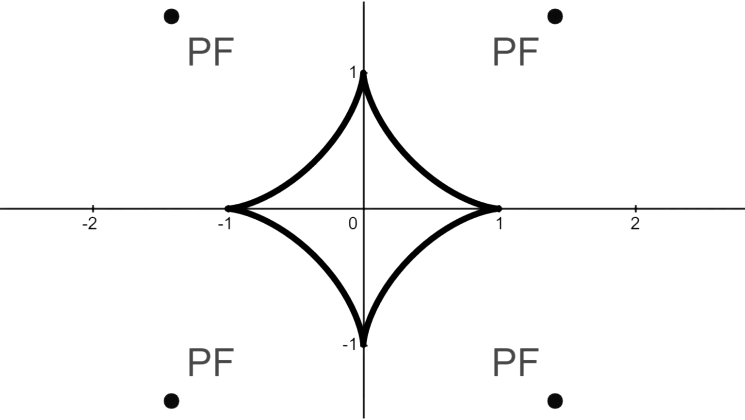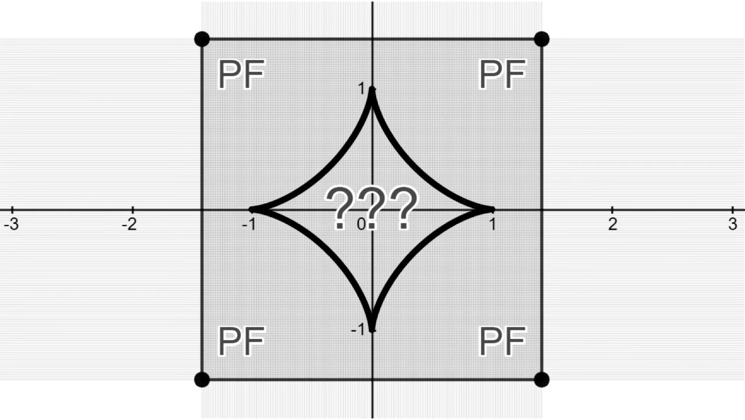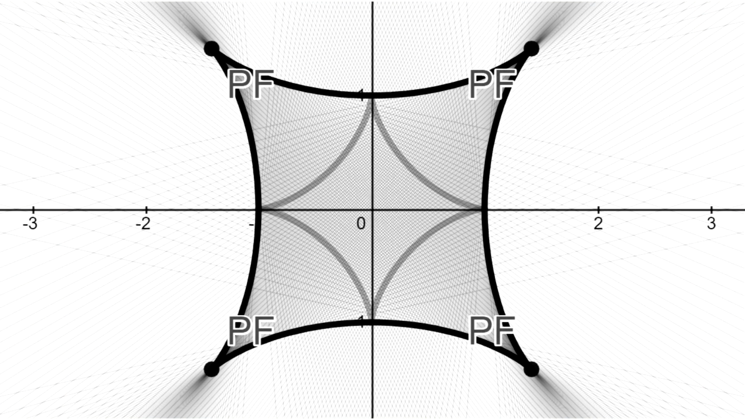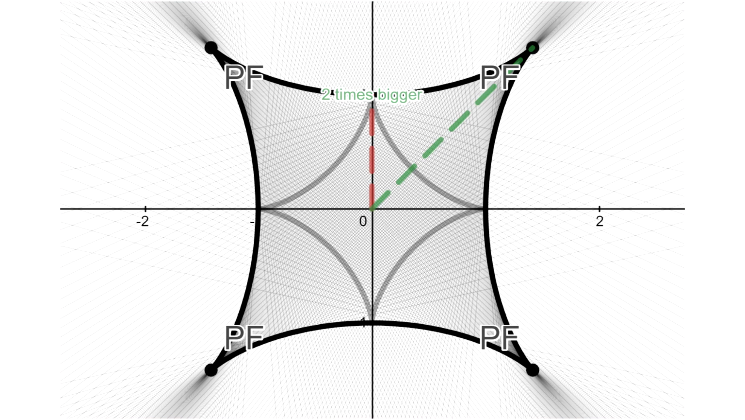We get 4 pseudo-foci from an asteroid, which is interesting because what then would the normal map look like? A square? Close, but the normal map shape is actually another asteroid, but bigger. Specifically, 2 times bigger, because it encloses the original asteroid perfectly in a diagonal fashion like that of squares.